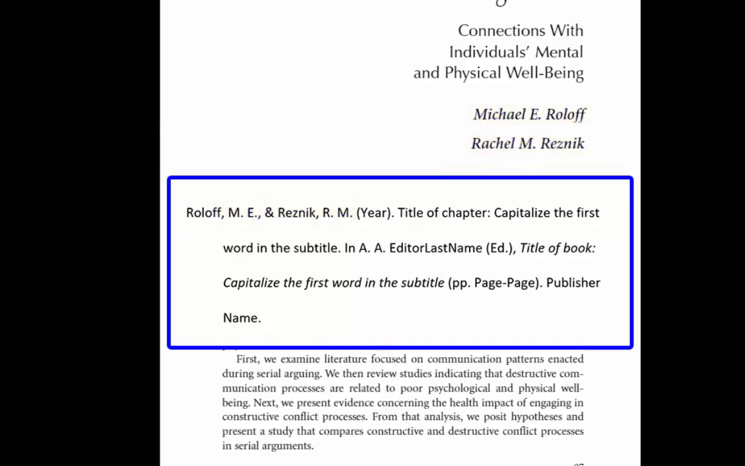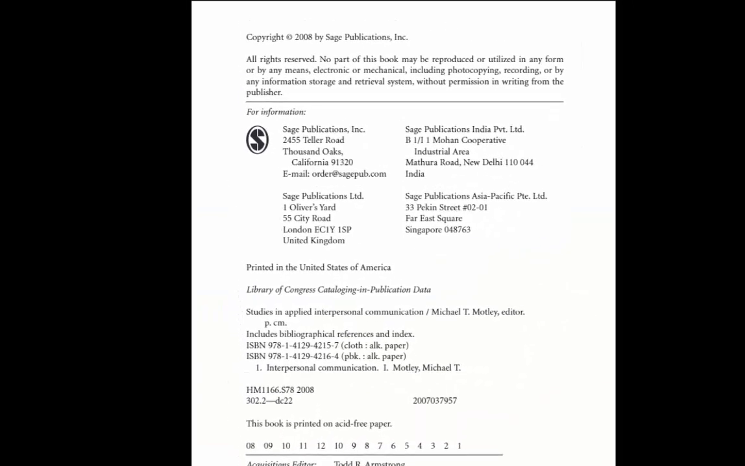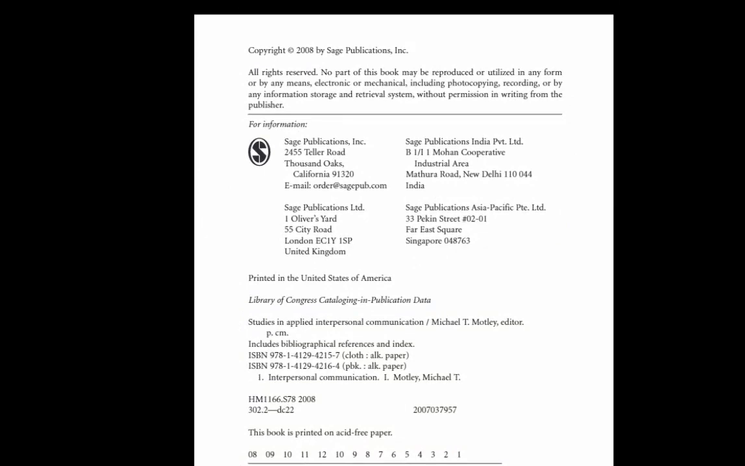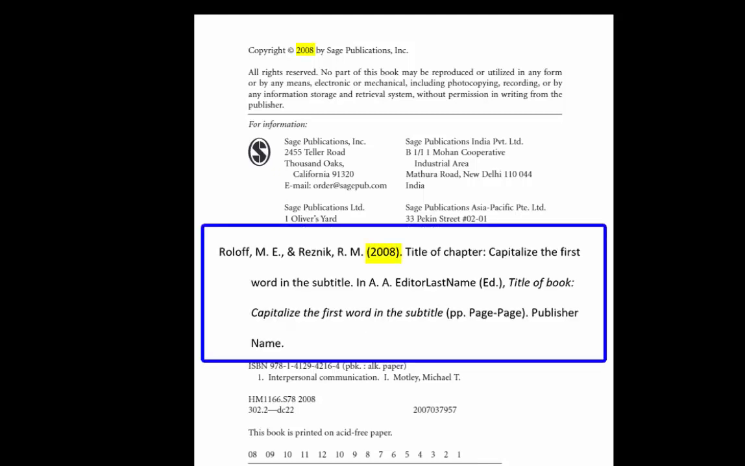Next, you need to provide the year the book was published. This is the copyright page for the book where you can find the publication date for the book. The copyright page is located at the beginning of the book. Provide just the publication year in parentheses after the last author's name and put a period after the parentheses.